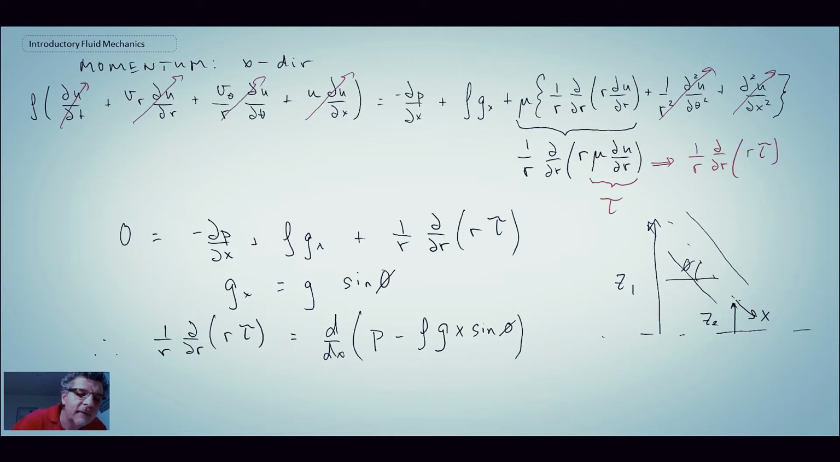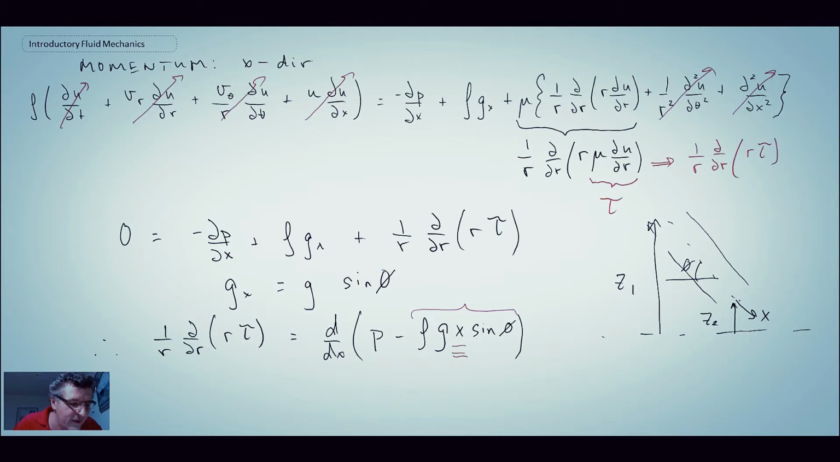What I've done, I made another little bit of a trick here. I put this x in because we are putting the rho g x sine phi inside of the derivative operator, and that's why I've added an x there. So if that's a little confusing, that's the mathematical trick behind that.